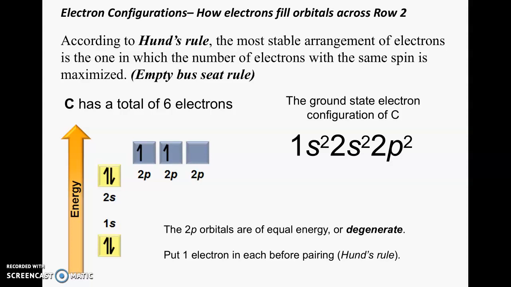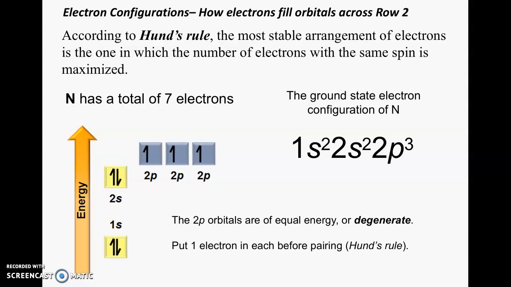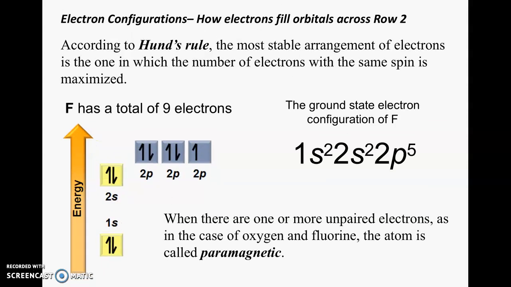So carbon has 6 electrons, so it's a 1s2, 2s2. That uses 4 of the electrons, and now we have 2 more, and they go into separate 2p orbitals. These all have the same energy, so they can pick and choose, but it basically says they're going to spread out if they can, and that's why I call it the empty bus seat rule. So we move on. Nitrogen has 7, 1s2, 2s2, 2p3.